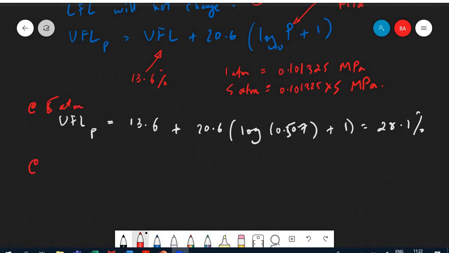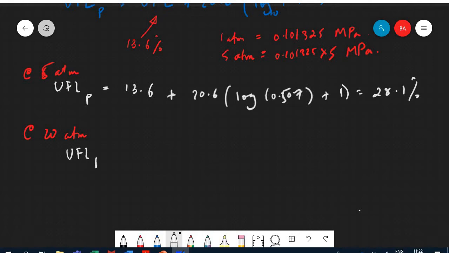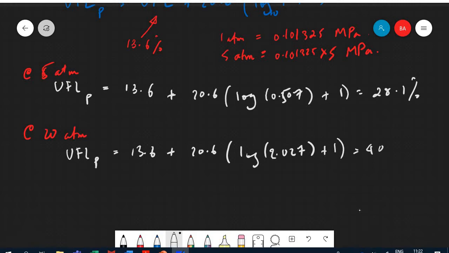Now, just for the sake of comparison, I will take the one at 20 atmospheric pressure. For 20 atmospheric pressure, we find that my UFL is equal to 13.6 plus 20.6 times log, and of course here you include your 20 atmospheric pressure multiplied to do the conversion. So it will be 2.027 plus 1, which is equal to 40.5%.